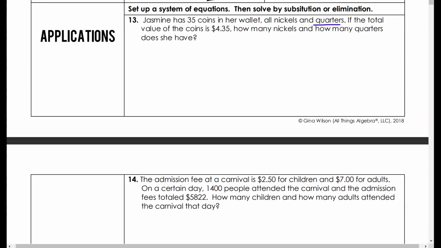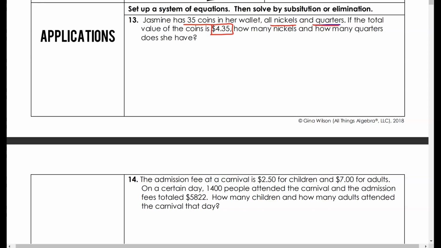All right, in this problem, we're going to be looking at the application. So let's take a look at this question. Jasmine has 35 coins in her wallet. All are nickels and quarters. If the total value of the coins is $4.35, how many nickels and how many quarters does she have?